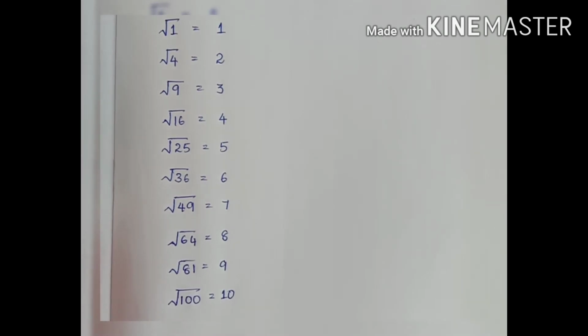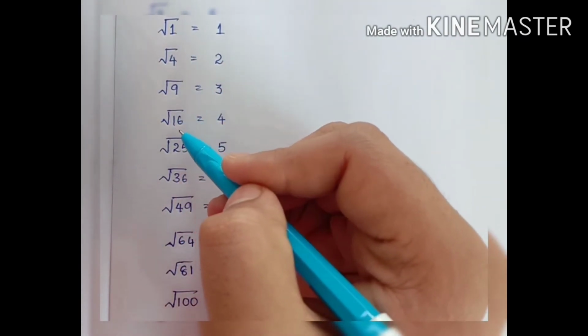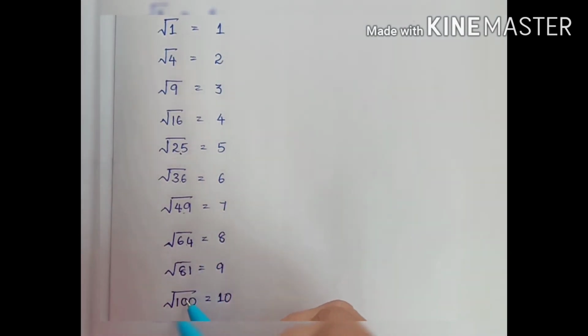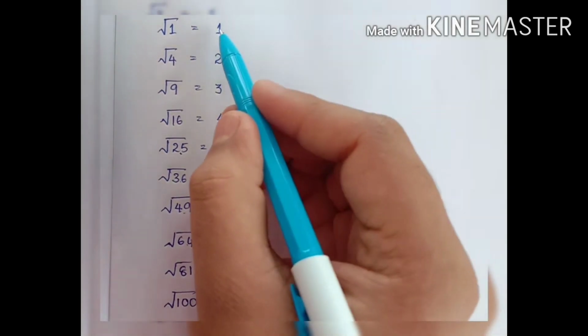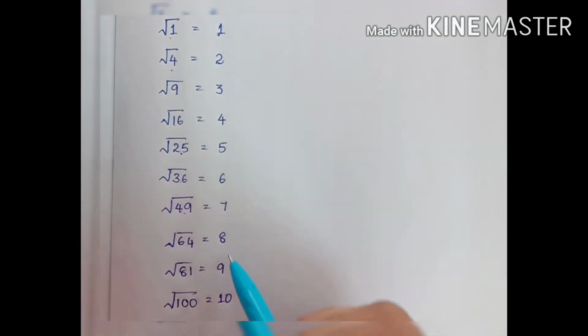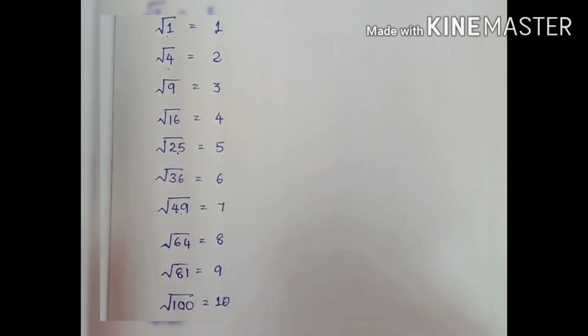Now, going into the topic, we have square roots of certain numbers here. These numbers 1, 4, 9, 16, 25, 36, 49, 64, 81, and 100 are said to be the perfect squares. That means 1 square is 1, 2 square is 4, 3 square is 9, and so on. 10 square is 100. This is a routine topic, but today I am going to teach you how to find the square roots of multiple digit numbers.